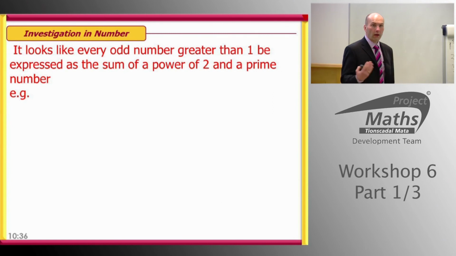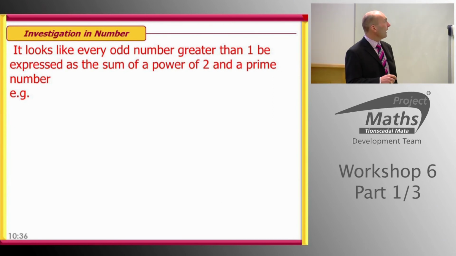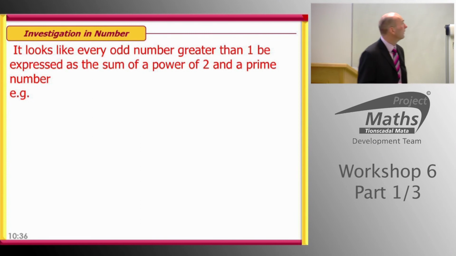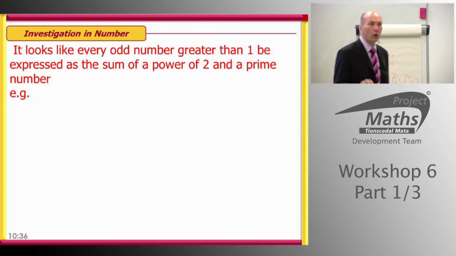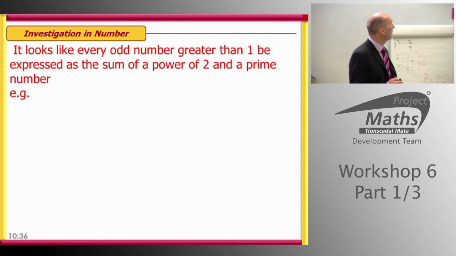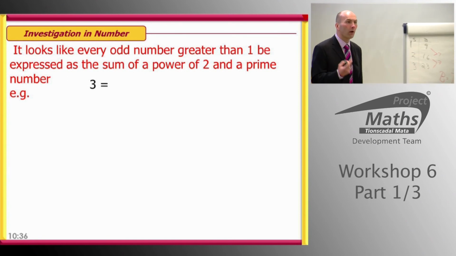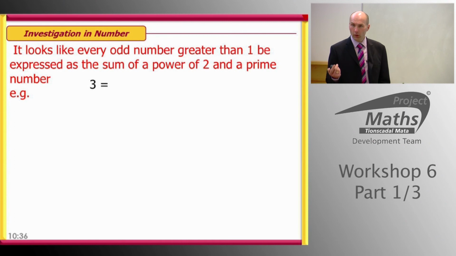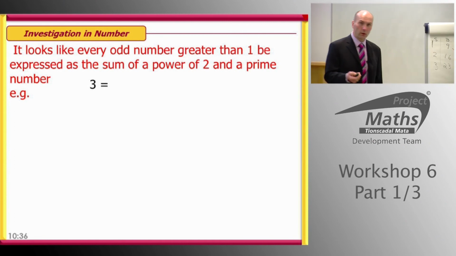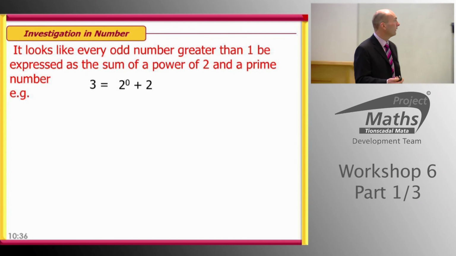So here's one that we're going to have a look at now. It looks like every odd number greater than 1 can be expressed as the sum of a power of 2 and a prime. So let's think. The first odd number, every odd number greater than 1, the first one is 3. That's 2 to the power of what? 2 to the power of 1 plus 1. Does that work? No, because 1 isn't a prime. So 2 to the power of what? 0 plus 2, because 2 to the power of 0 is 1.